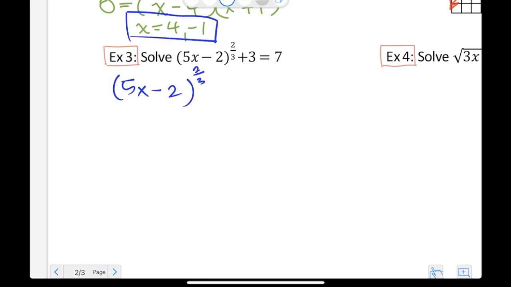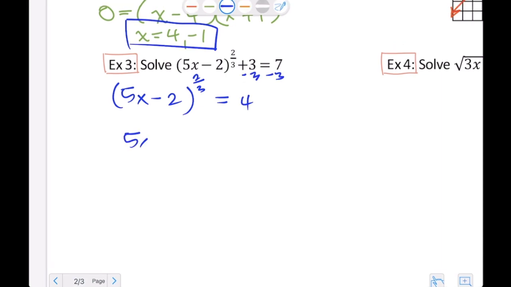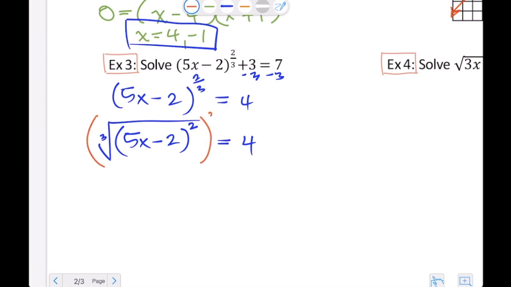Remember, a rational exponent is the same thing as a radical, so we're going to subtract 3 from both sides and get 4. Now, let's go ahead and write this in radical form. So I'm going to make the top the power and the bottom the root, or the index. Now remember, we're going to raise both sides to the power of the index. Well, if the index is 3, then we need to cube both sides.